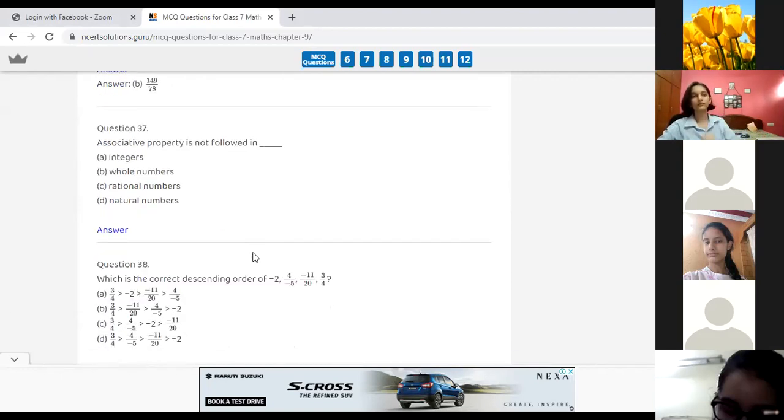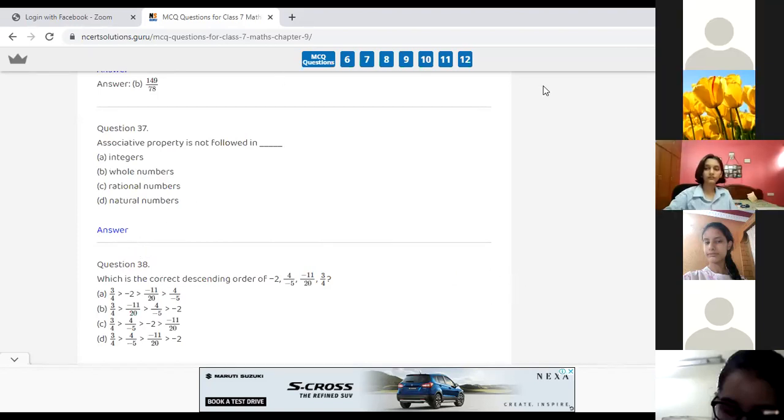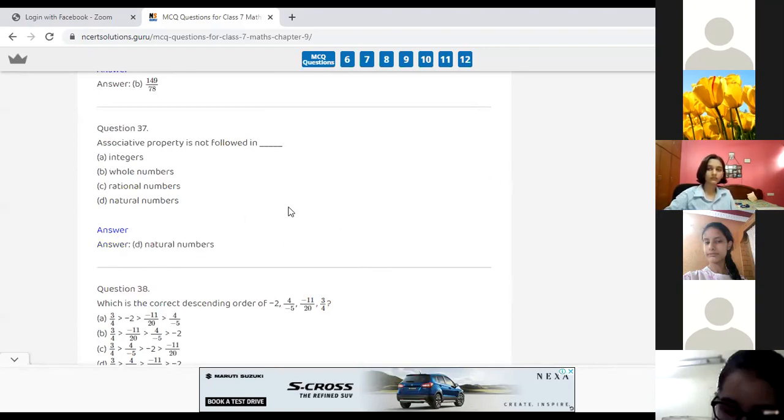Associative property is not followed in... Actually, commutative property is applicable only in case of addition and multiplication, and same with associative property for three numbers. It is applicable for addition and multiplication, and it is not applicable in case of... yes, applicable in integers, not applicable in whole numbers. Answer is yes, Jasleen. Rational numbers. Rational number, okay. Natural number is the answer.